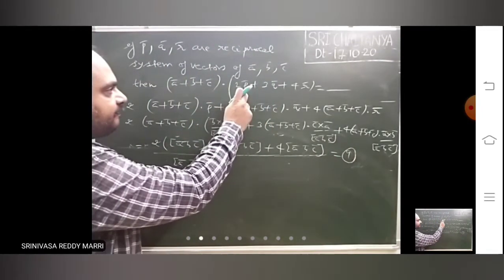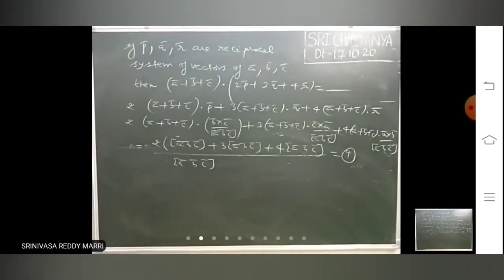Just substitute P bar, Q bar, R bar. Reciprocal system of vectors means this. Whenever a reciprocal system is given, you have to take it like that.